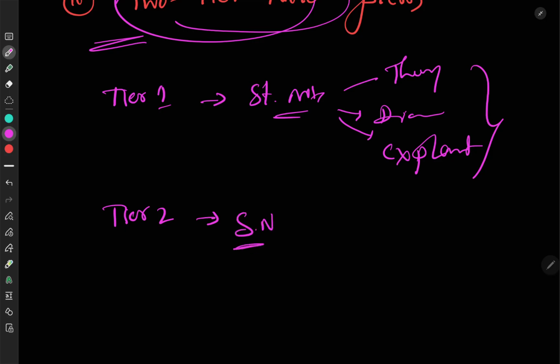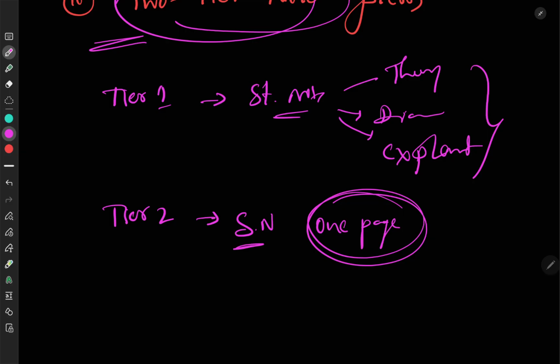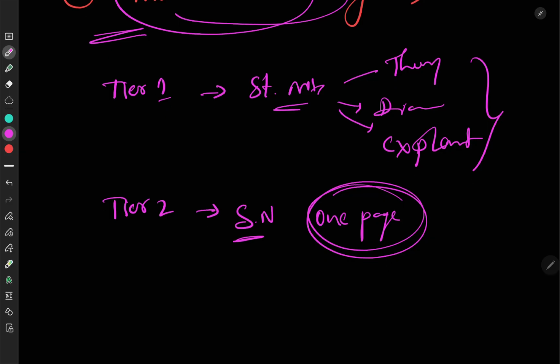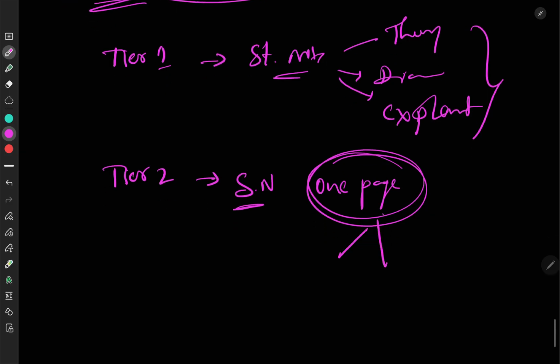What we have discussed until now, no? This is related to short notes. That is 1 page only for each topic. There is only 1 page for each topic. It includes keywords, data, diagrams, PYQ.